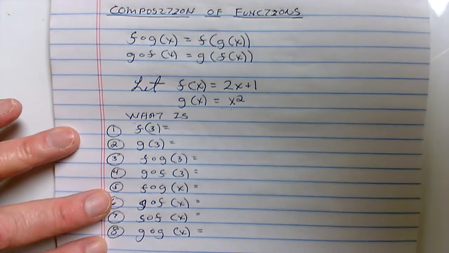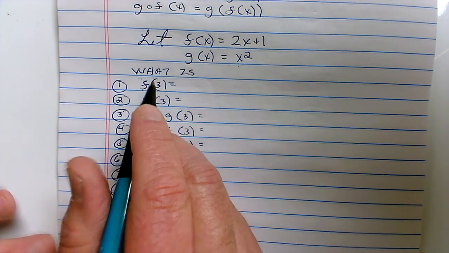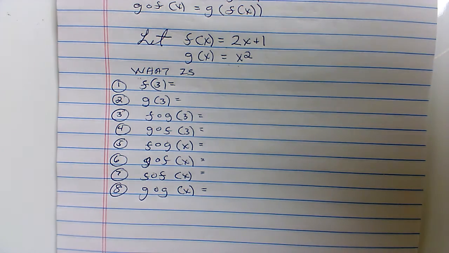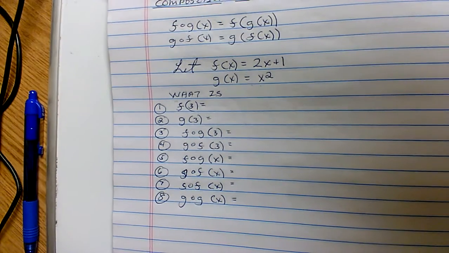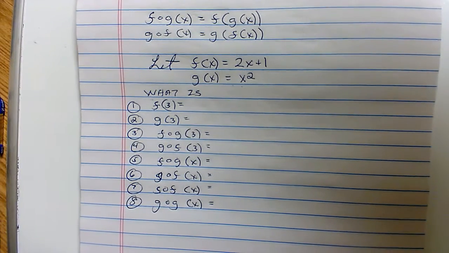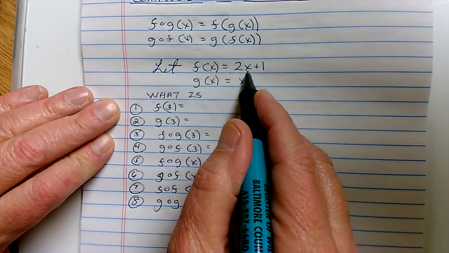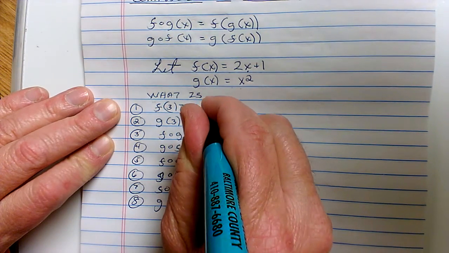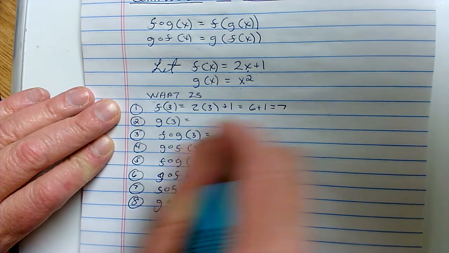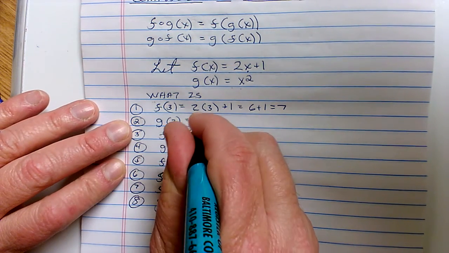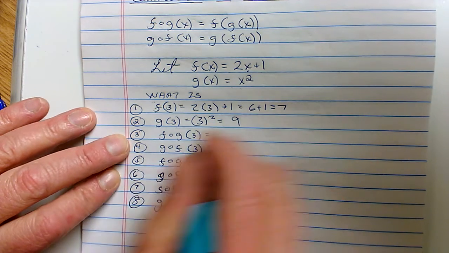So if I looked at some examples here, f of 3, we're going to put 3 in where we see x here. So it's going to be 2 times 3 plus 1. This is 6 plus 1, or 7. G of 3 is going to be 3 squared. 3 times 3 is 9.